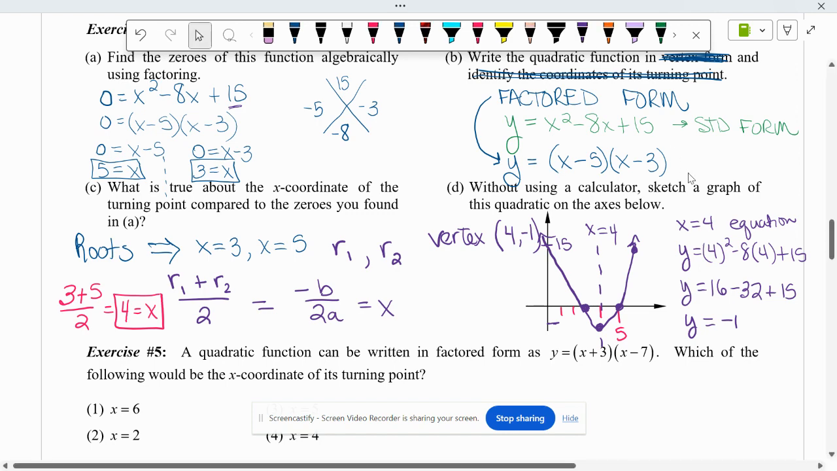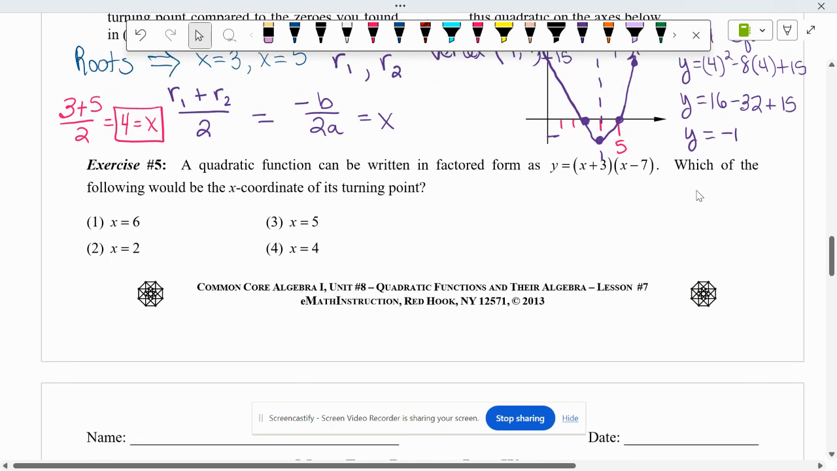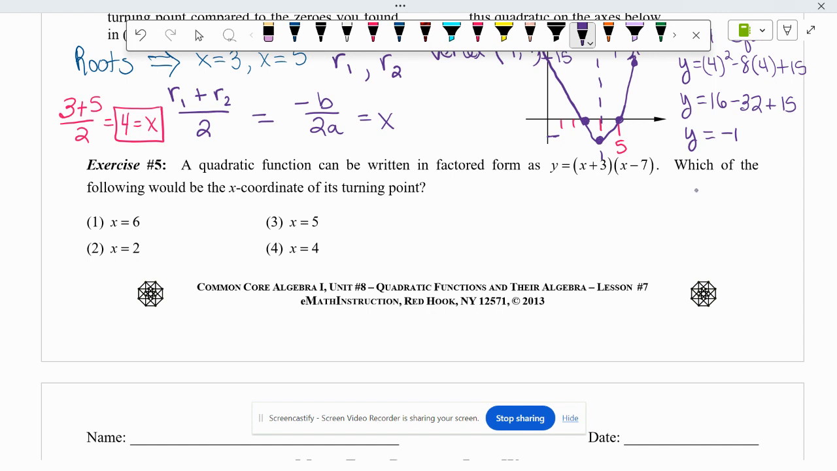Okay, let's look at exercise 5. This is our last example. A quadratic function can be written in factored form. It asks, which of the following would be the coordinate of the turning point? Well, we need to find the roots or the solutions. If the factor is x plus 3, I know that the first root is negative 3. And if the second factor has a minus 7, I know that the opposite of minus 7 is positive 7.